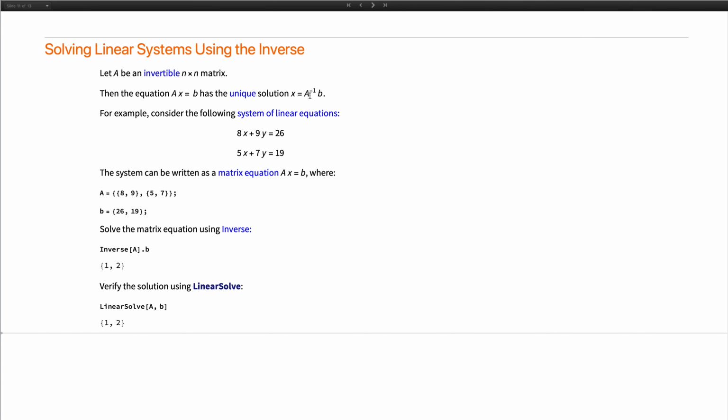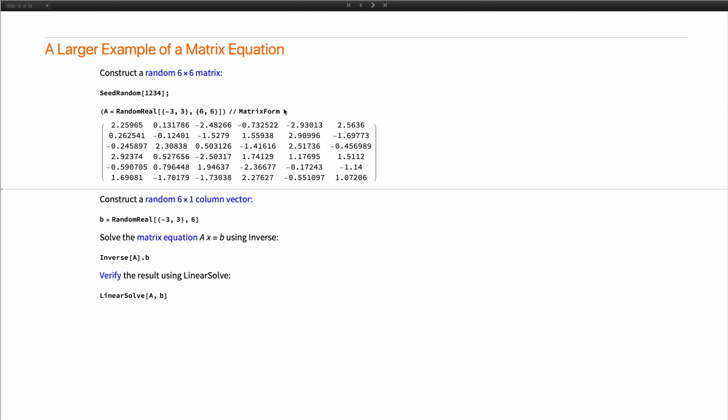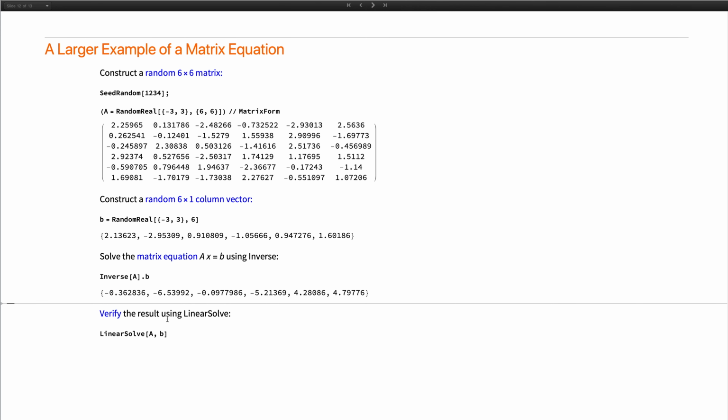Now, that's a really neat procedure, and in fact, it works for matrices of any order. So let's say I take a random 6 by 6 matrix, and I take a random right-hand side. I solve the equation with the formula, and I check the answer with linear solve, and you do get back the same result in this case as well. So the inverse actually gives us a wonderfully clean way of solving linear systems or matrix equations.